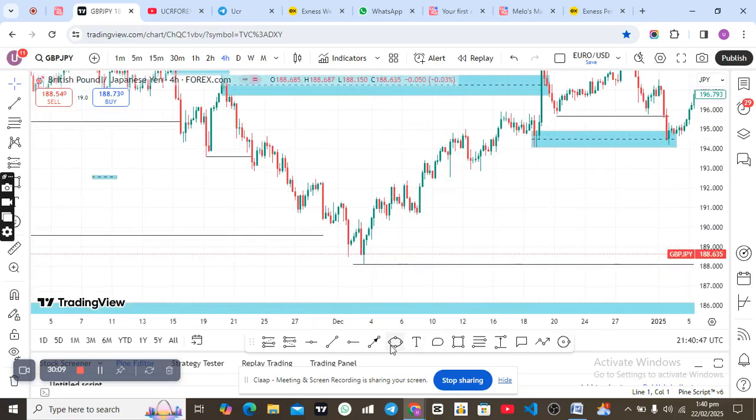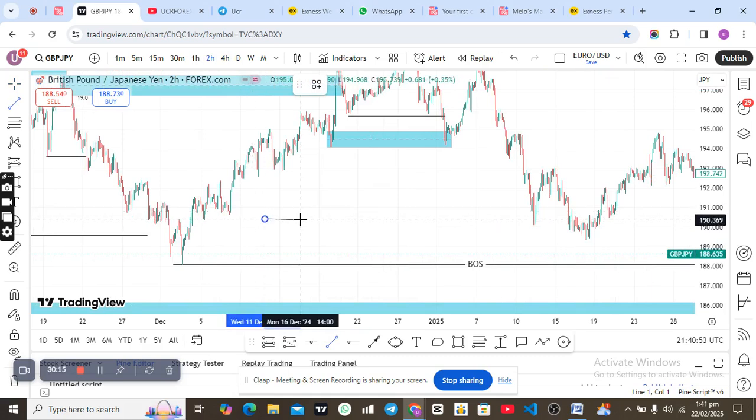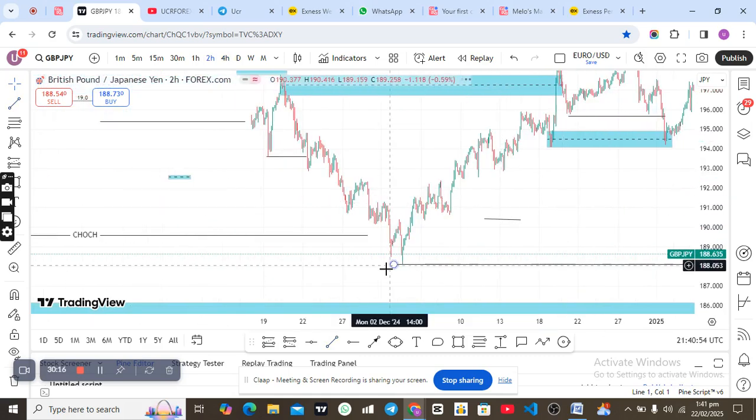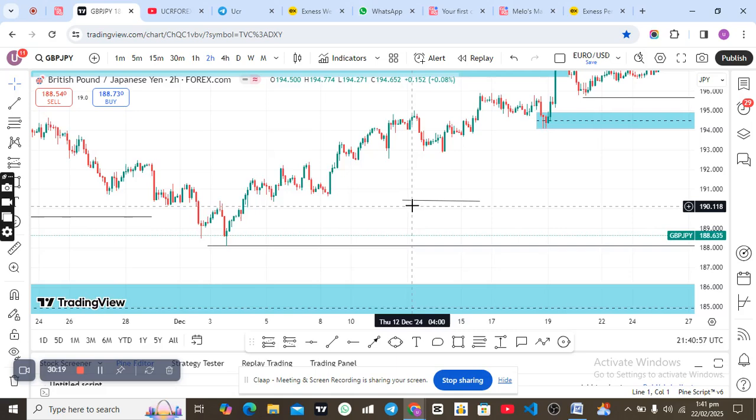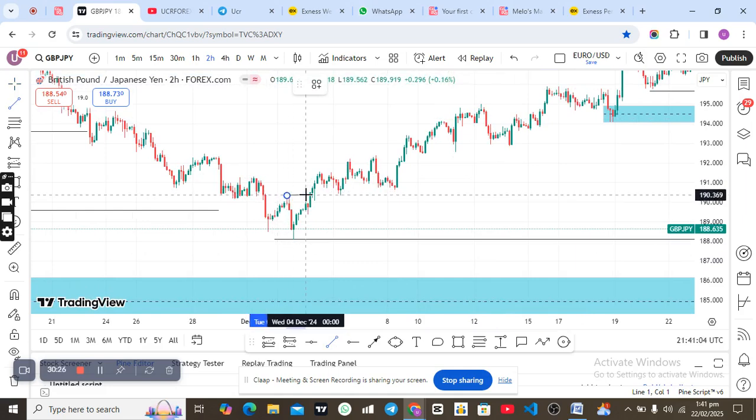Here the market reversed, we have a change of character here. Let's use our time frame. So we have a change of character around this zone. So let's delete this particular stuff. This is the real trading. Now we have a change of character around here. This is the change of character.